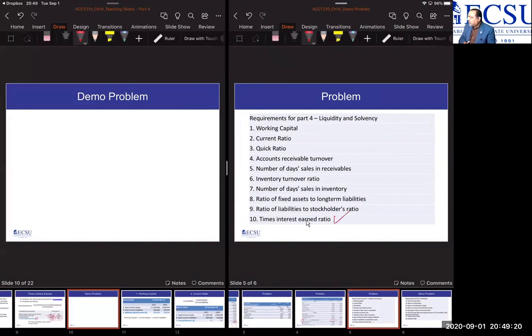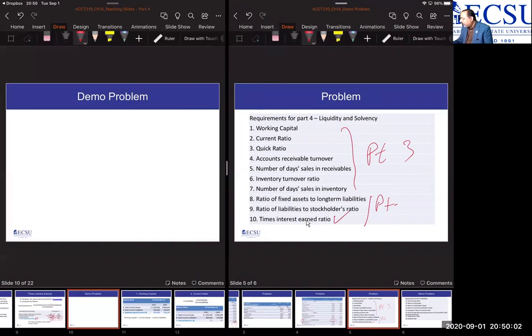We have studied working capital, current ratio, quick ratio, accounts receivable turnover, number of days sales in receivable, inventory turnover, number of days sales in inventory, ratio of fixed assets. So these we learned in what we call part 4, and all these we learned in part 3. If you have forgotten about the working capital, current ratio, quick ratio, accounts receivable turnover, I advise you to go back and look at presentation number 3, where I talked about the liquidity analysis. So that would be the demonstration problem. So let's go and start.